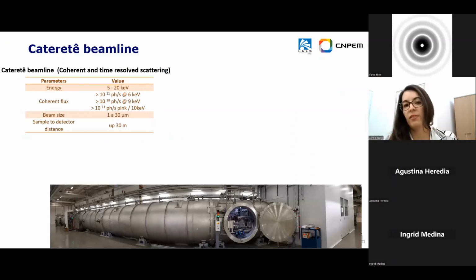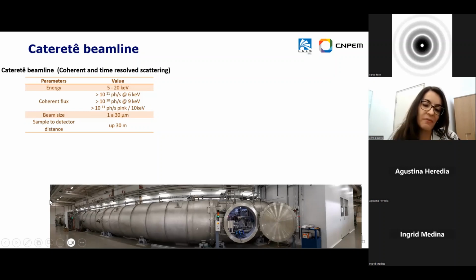So some information about the CATERETE beamline, the beamline that I'm working on. The CATERETE beamline is dedicated to coherent and time-resolved scattering. We can work with energies from 5 to 20 keV. The coherent flux is quite high, and we have the opportunity to change the beam size, but usually we use a fixed, large beam, because for XPCS it's also really nice to have a large beam since we decrease the density. If you have a bigger spot, it's better for samples that can suffer from radiation damage.